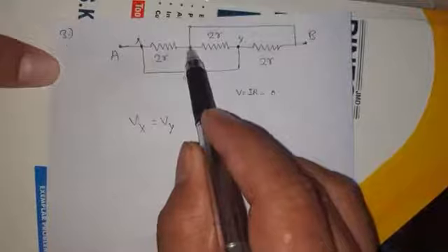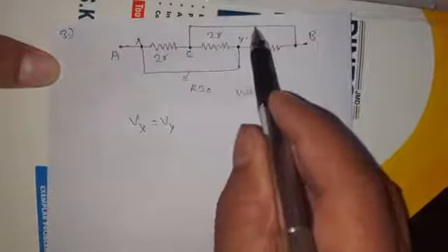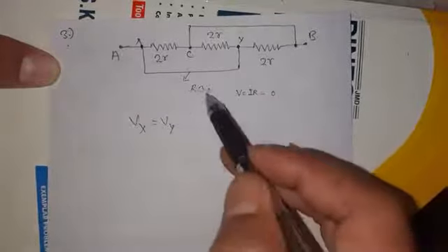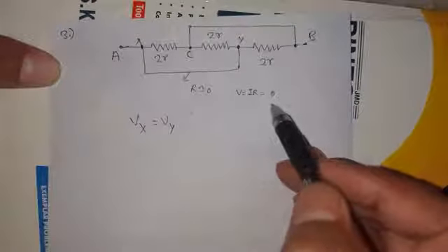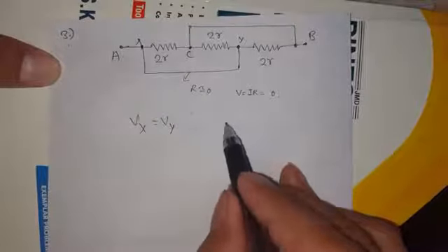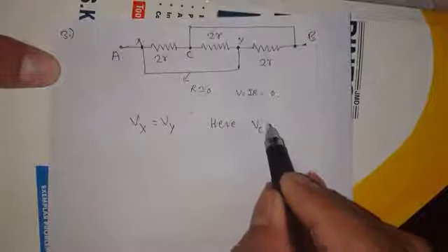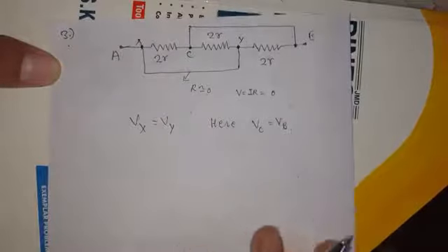Another thing you will find is that this C and V, both of them are connected with this wire. The wire again has negligible resistance, therefore there is no potential difference between these 2 points. So it means that the potential of C and the potential of V are common.